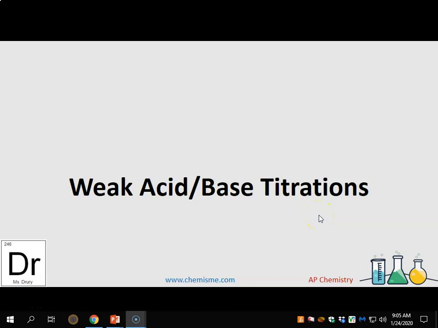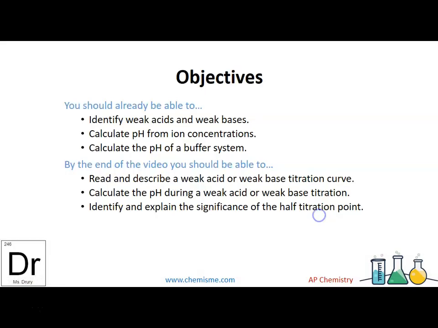This video is about weak acid-base titration, so something about it's going to be weak. You should already be able to identify weak acids and bases, calculate pH of their ion concentrations, and calculate the pH of a buffer system. By the end of this video, you will also be able to read and describe weak acid or weak base titration curves, calculate the pH during a weak acid or weak base titration, and identify and explain the significance of the half titration point.